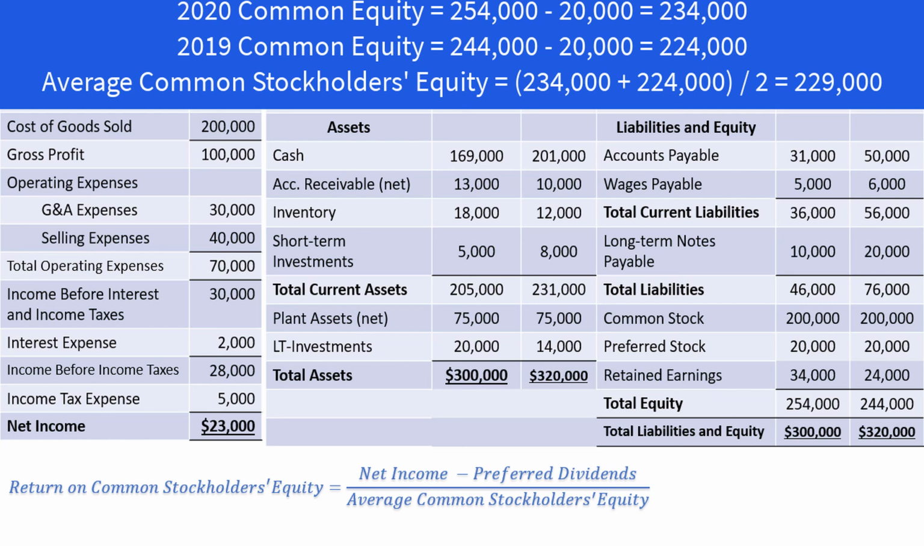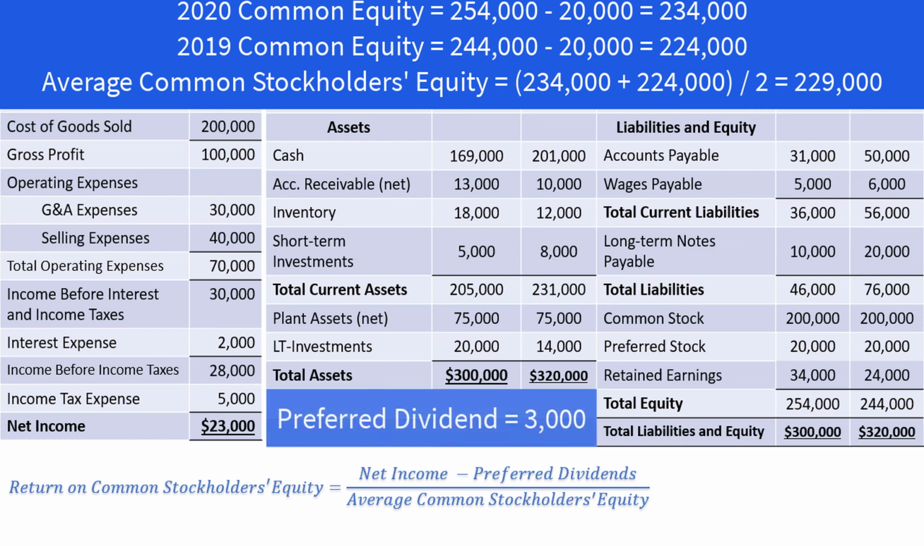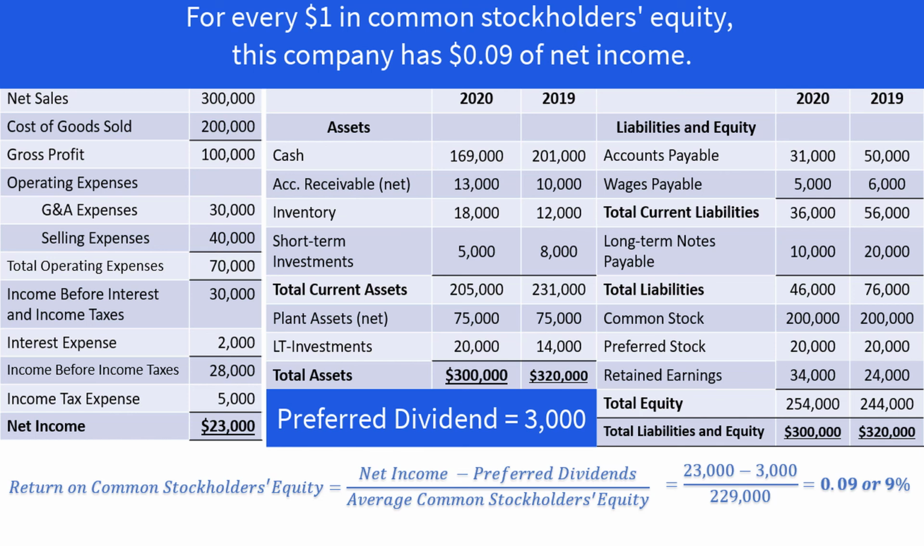Many times, companies will not have preferred stock, and if that's the case, you can simply use the average total equity. Assuming that the company has $3,000 in preferred dividends, we can complete the formula. We have $23,000 in net income minus the $3,000 in preferred dividends divided by $229,000, which is equal to 0.09 or 9%. This means that for every $1 common stockholders have invested or retained in the company, 9 cents have been earned in net income.